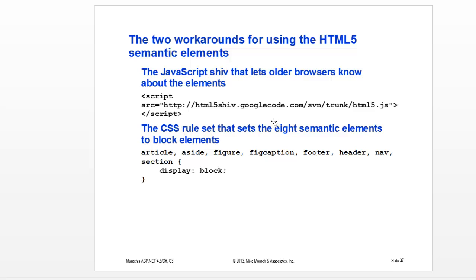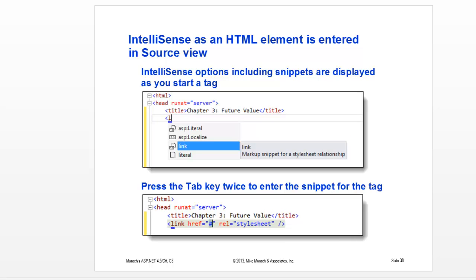the CSS elements are interpreted at block level. Otherwise, they may be interpreted as inline. Okay, so you want to make sure all these semantic elements are interpreted as block level. So that's the override for that. You need both of these to make it work properly in older browsers.